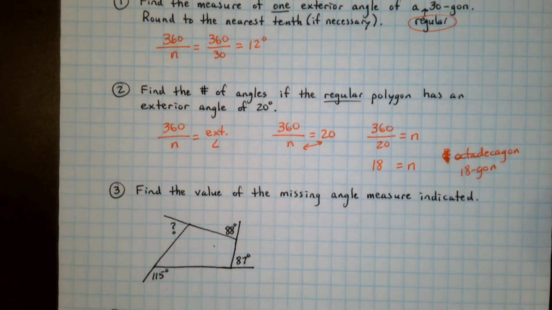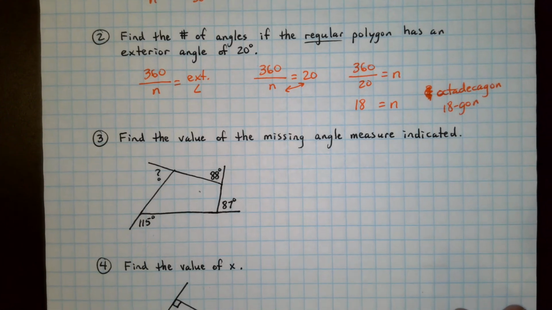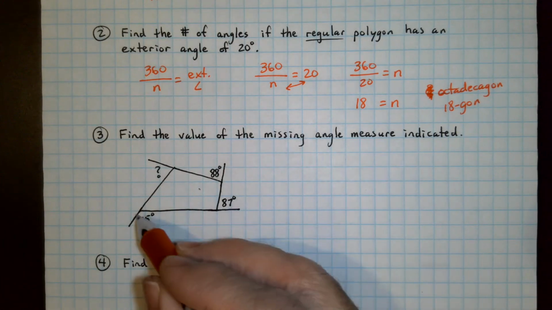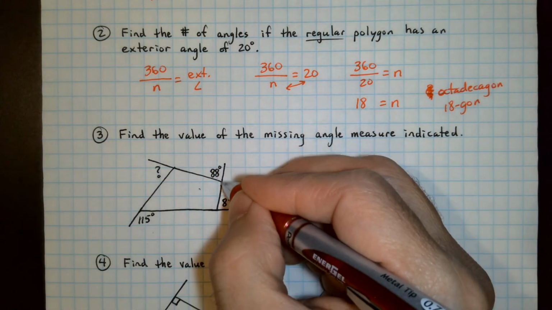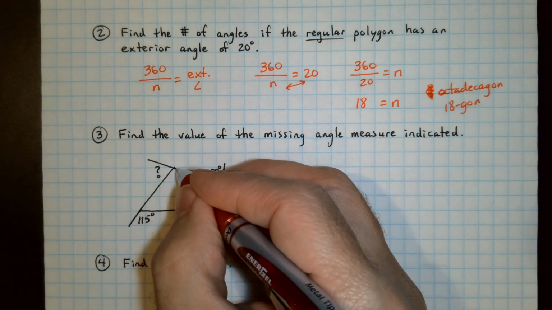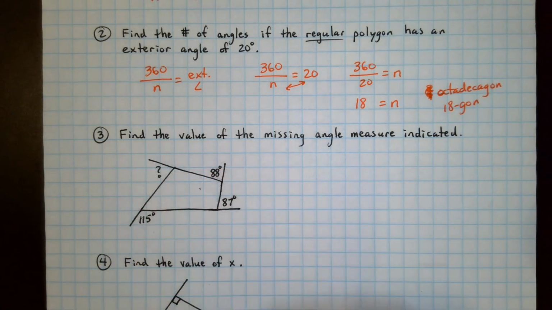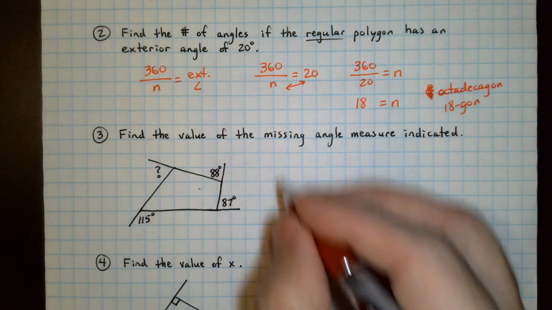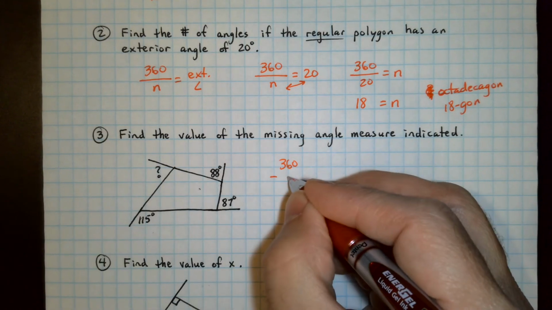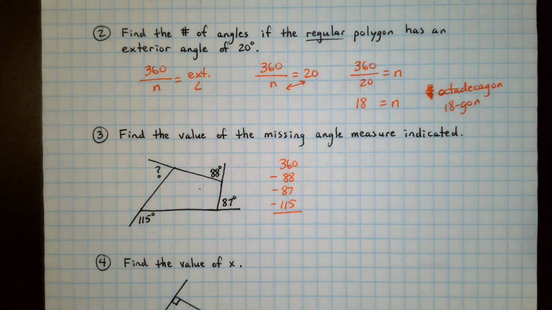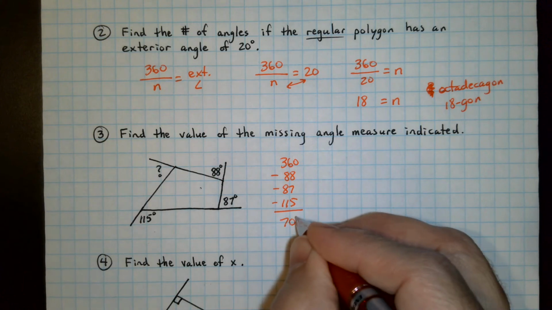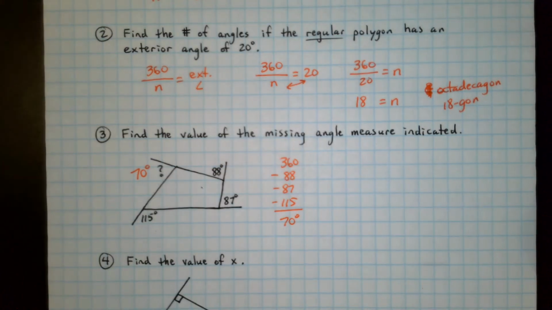All right, in number 3, we have some calculations to do here with an actual shape in front of us. As we extend this side to create this exterior angle, and this one to create that exterior angle, and this one to create this exterior angle, and then we extend this one and we've got an angle we don't know. But we know the total has to be 360, so it's as simple as taking 360 and subtracting the angles that we do know. That'll tell us what's left. So we get 70 degrees for this angle.